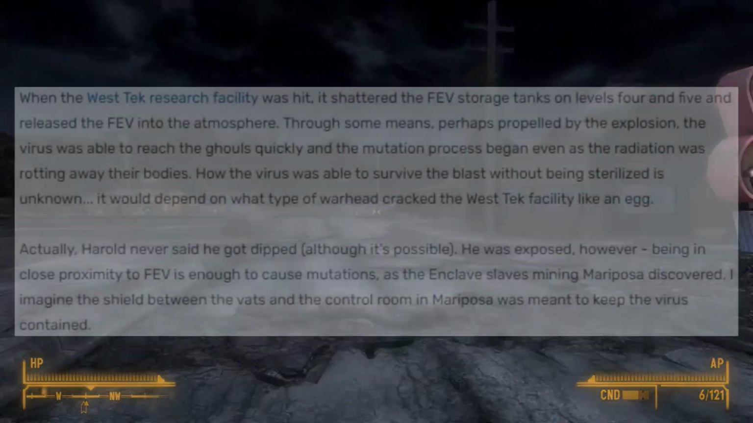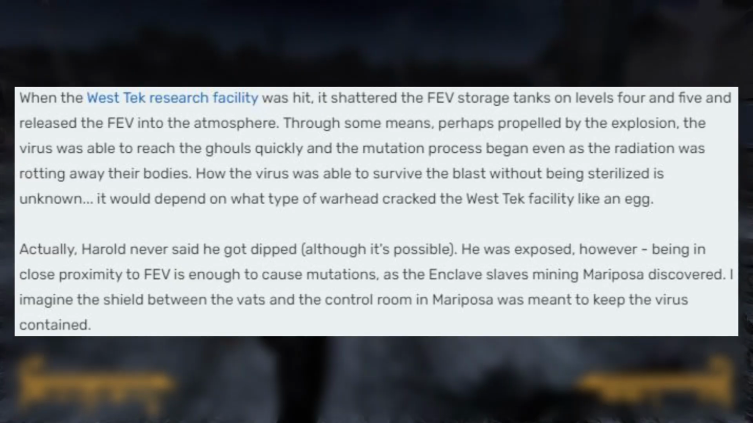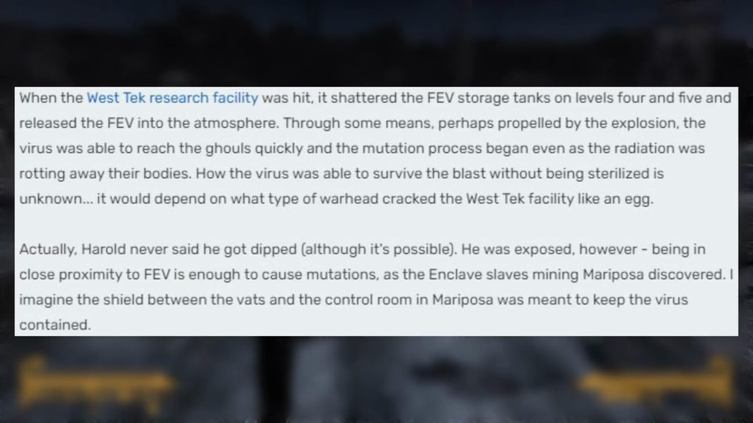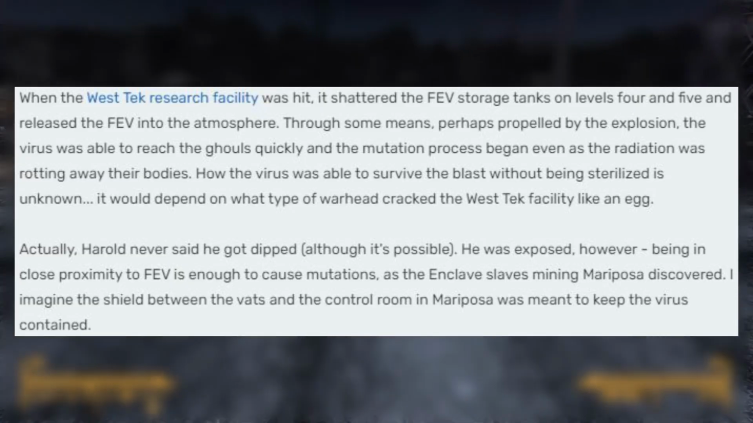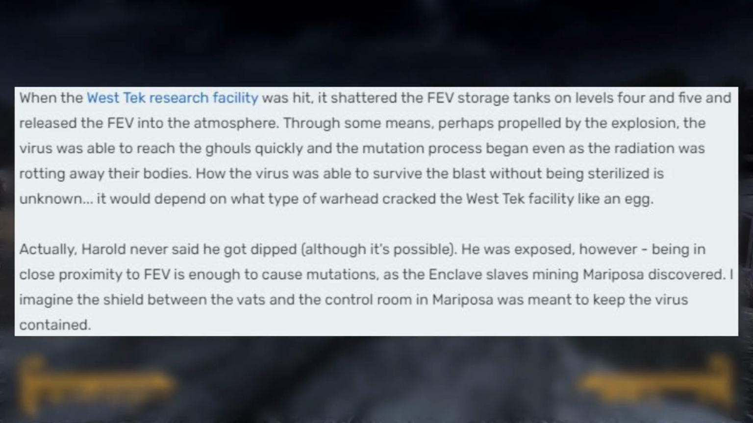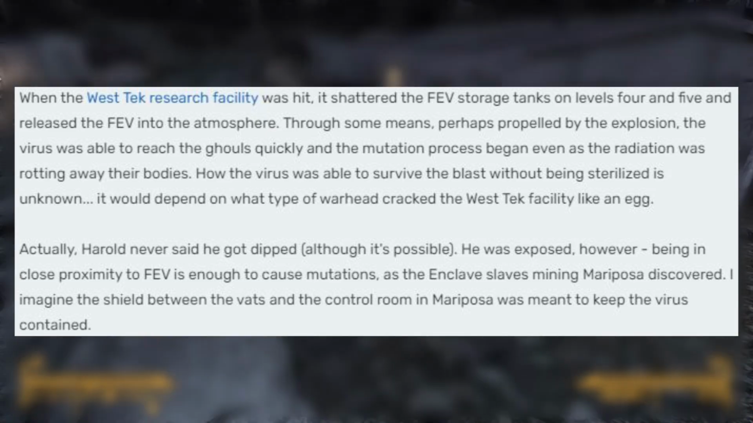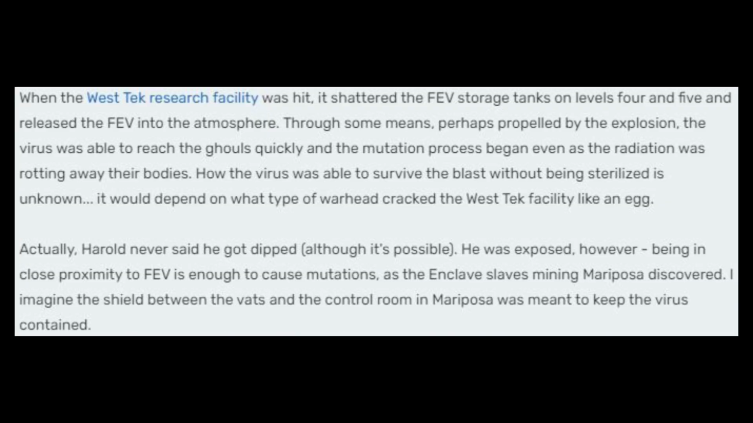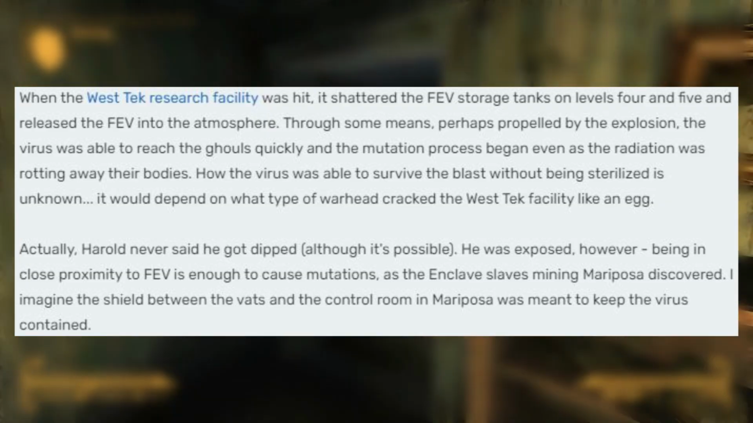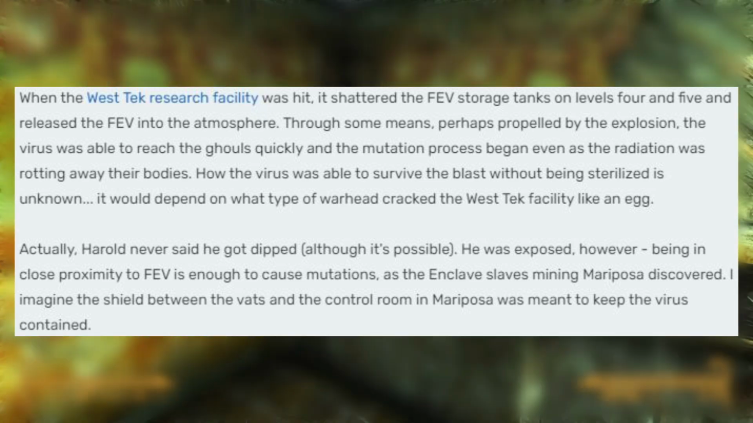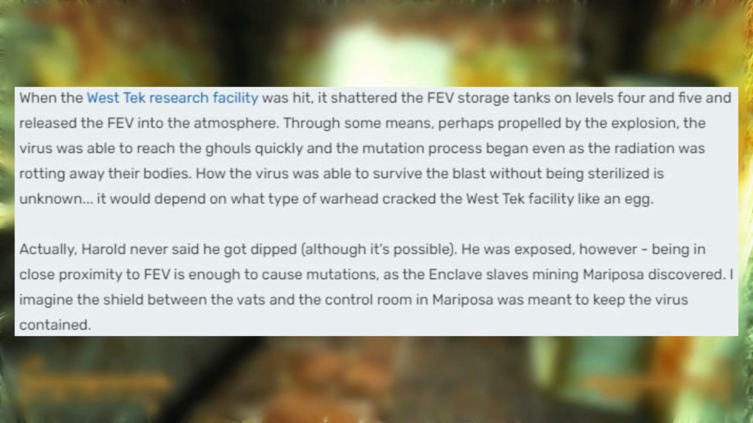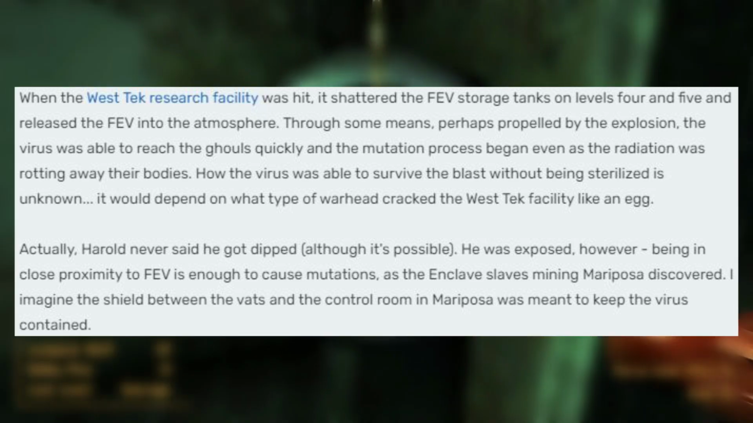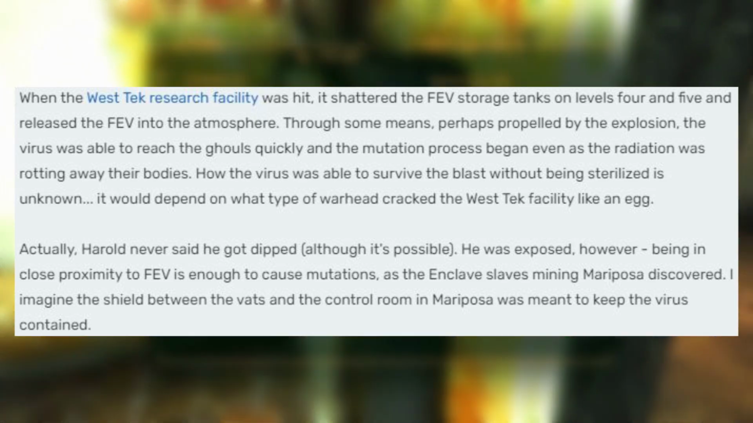Chris answered, "When the West Tech Research Facility was hit, it shattered the FEV storage tanks on levels 4 and 5 and released the FEV into the atmosphere. Through some means, perhaps propelled by the explosion, the virus was able to meet the ghouls quickly, and the mutation process began even as the radiation was rotting away their bodies. How the virus is able to survive the blast without being sterilized is unknown. It would depend on what type of warhead cracked the West Tech facility like an egg."